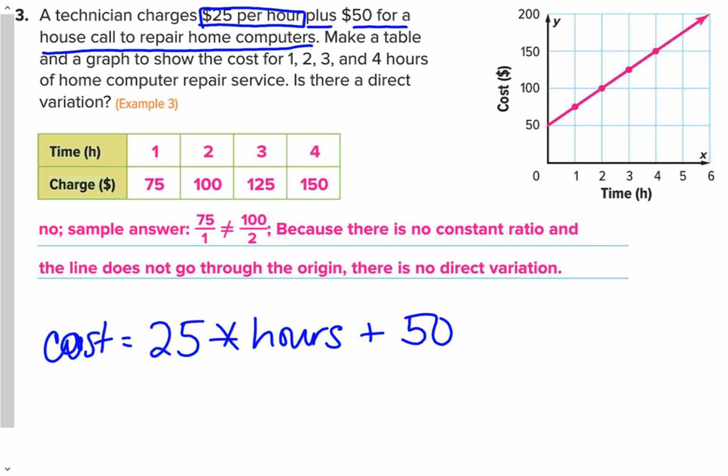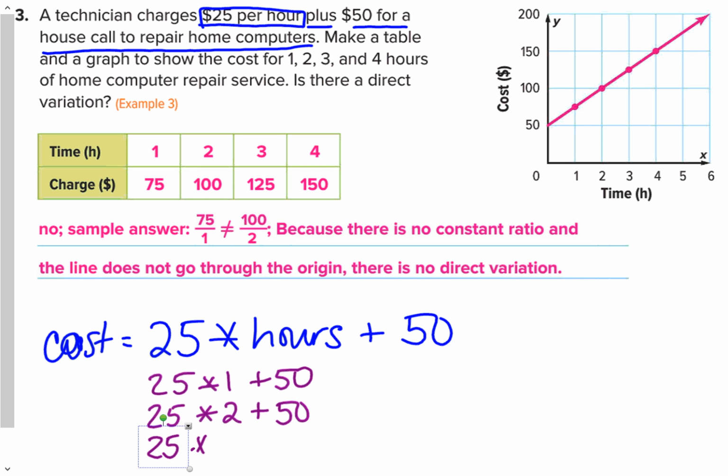So if we're trying to fill in our values, for 1 hour it would be 25 times 1 plus 50. That's how we got 75. And then for 2, it's 25 times 2 plus our 50. That's how we got 100. And then so and so forth. If you want to do 3, that's how we got 125. Okay, so that's how we figured out our costs. As soon as we figured out our costs, we could then fill it into our table.